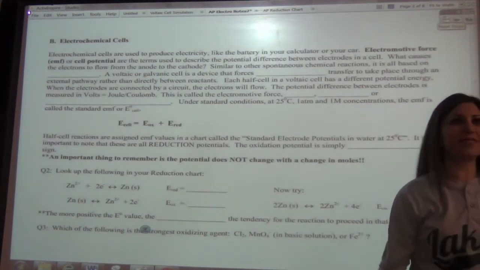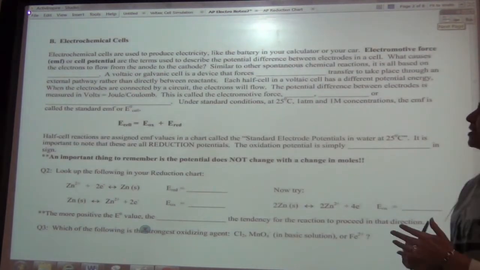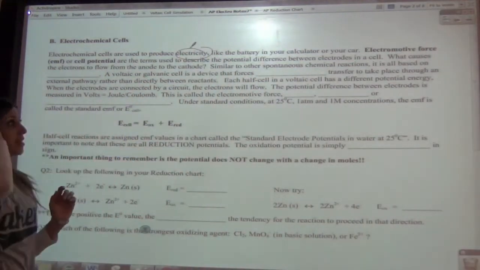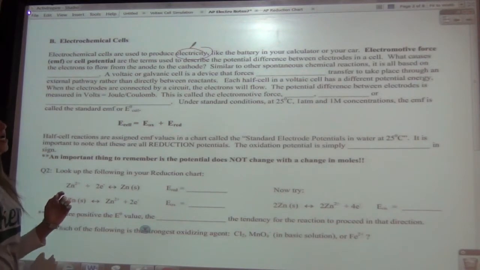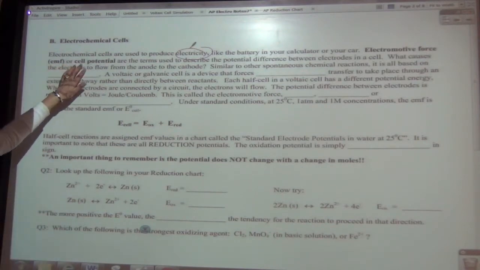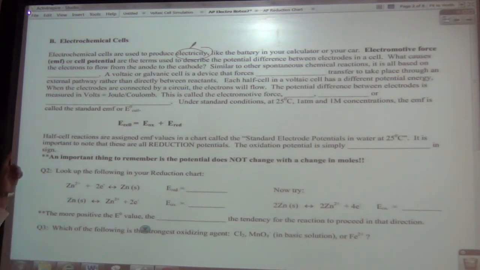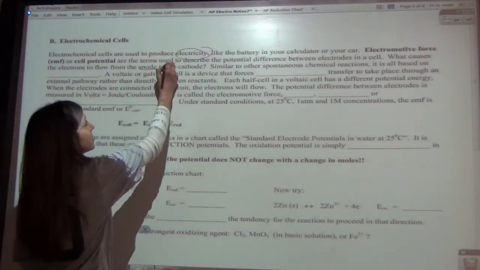So now let's talk about these electrochemical cells. Electrochemical cells are used to produce electricity. So that's what we're talking about here, like the battery in your calculator or your car. Electromotive force, EMF, or cell potential are the terms that they use to describe the potential difference between the electrodes in a cell. What causes the electrons to flow from anode to cathode?